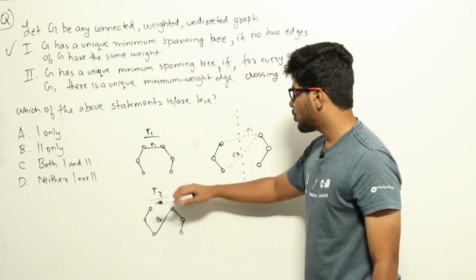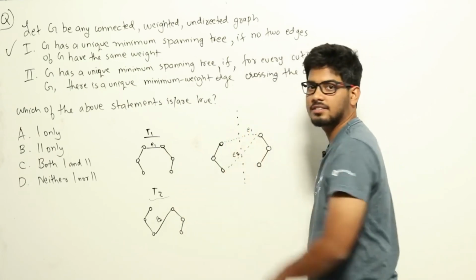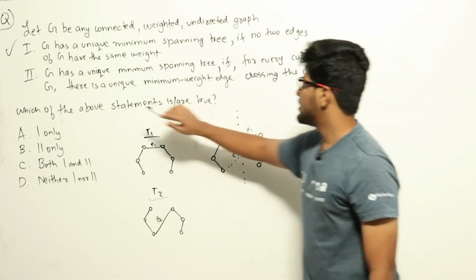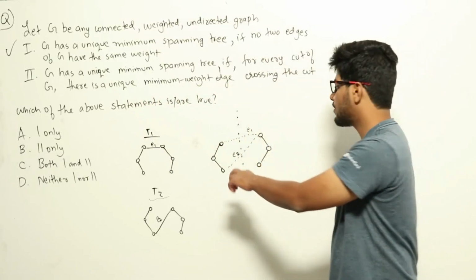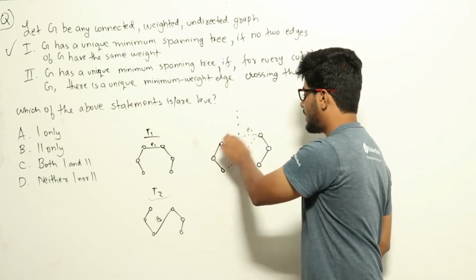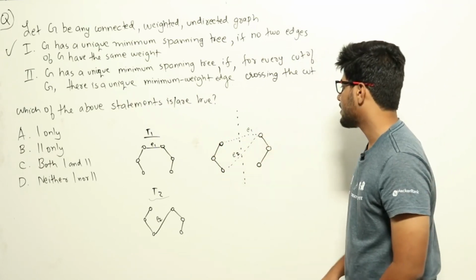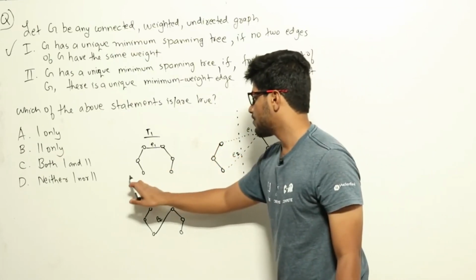If T1 and T2 are both minimum spanning trees, it will mean that E1 and E2's edge weights should be the same. But in the question it was given that for every cut of G there is a unique minimum weight edge crossing the cut. Now that is a contradiction. We got two edges having the same weight, and these two should be minimum as well, which means that this is a contradiction and this has to be false.